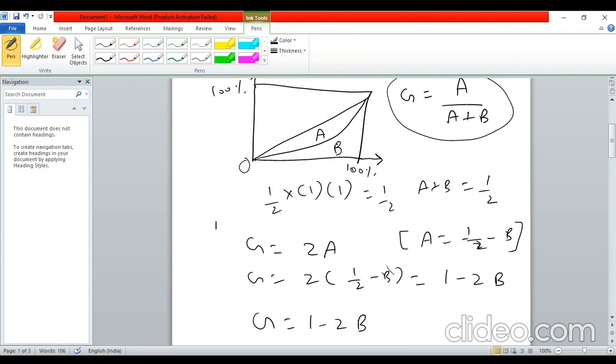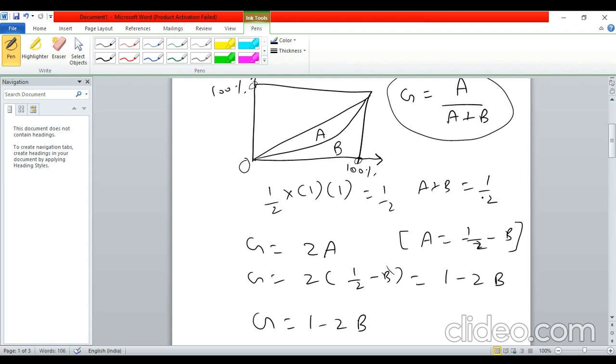Why? If you look at the area A plus B, it basically represents this lower triangle. And the area of this triangle is what? Half into base into height. Base is 1, height is 1. Why are these 1? Because this is 100%, and this is also 100%. What is 100%? 100% is 1. So half into 1, that is equal to half.